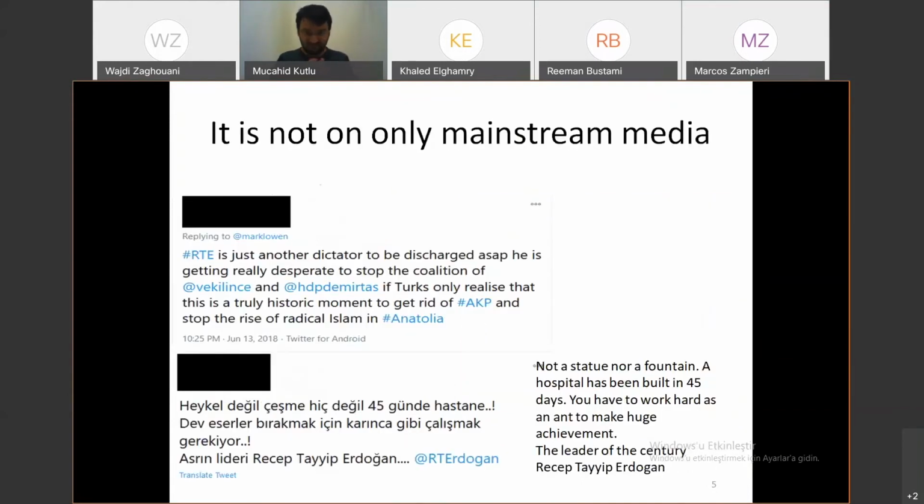And it's not, of course, only on mainstream media, it's also on social media. The one above, for example, was written by a Turkish person, and she defines Erdogan as a dictator. While when you look at the other one, I put the translation on the right, he says: not a statue or a fountain, a hospital has been built in 45 days, you have to work as hard as an ant to make huge achievements, the leader of the century.